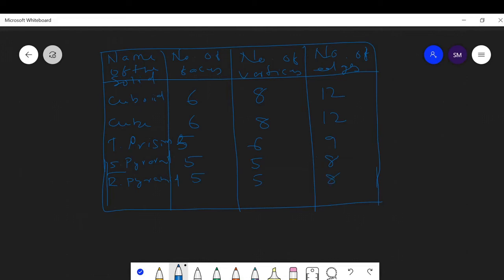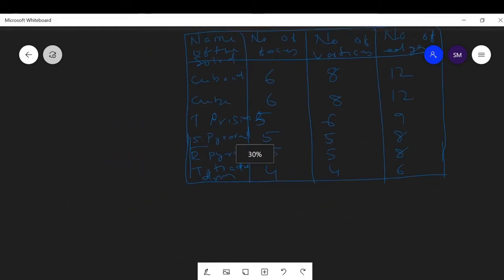The next, the triangular pyramid, is also called the tetrahedron. The tetrahedron has 4 triangular faces, 4 vertices and 6 edges. Keep it here.